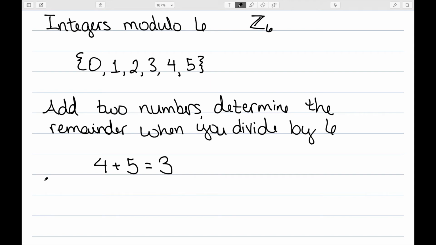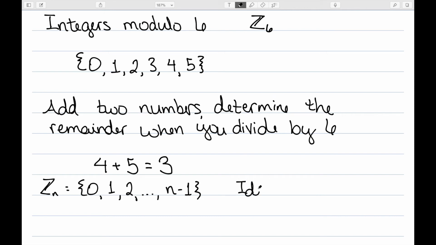And in general, we can expand this to the idea of Zn. So Zn would contain the elements 0, 1, 2, etc., all the way up to n minus 1. With this same type of operation, we would need to find the remainder when you divide by n. And it's pretty clear that this kind of addition is associative, since we'd add numbers exactly like we normally would, and then just find the remainder.